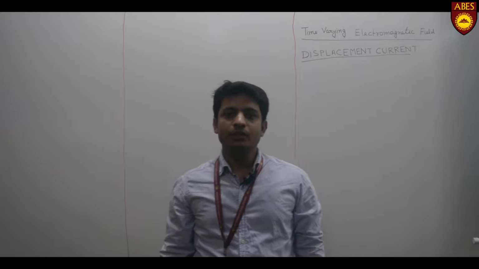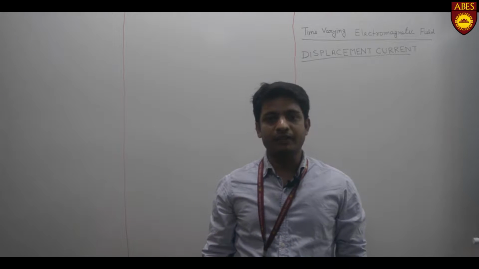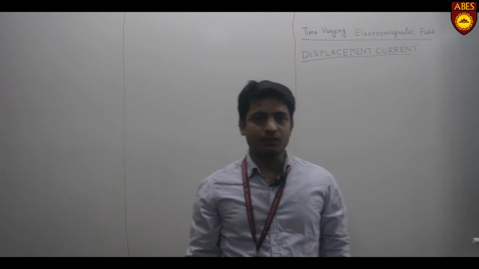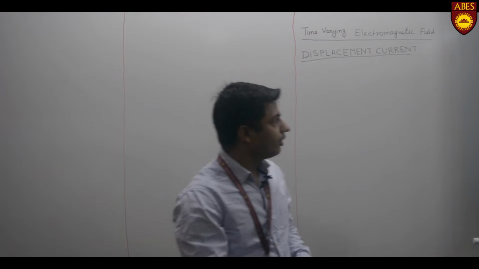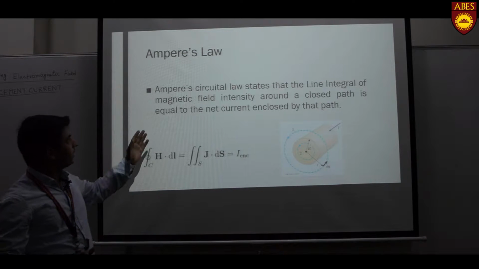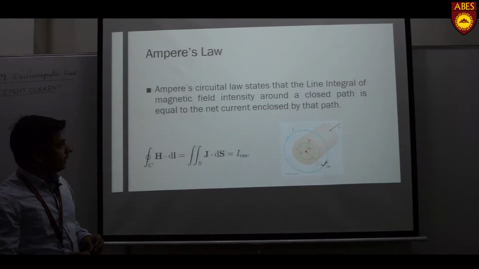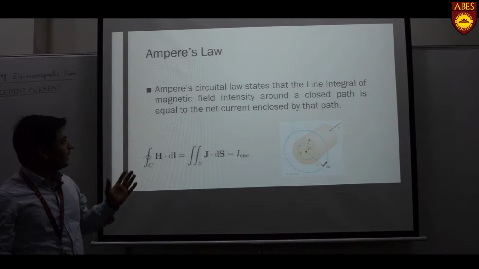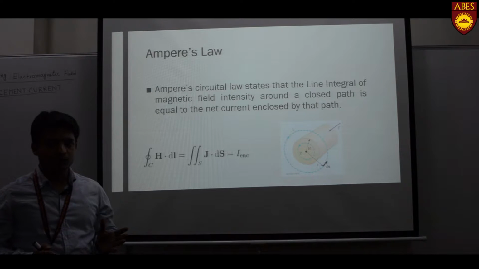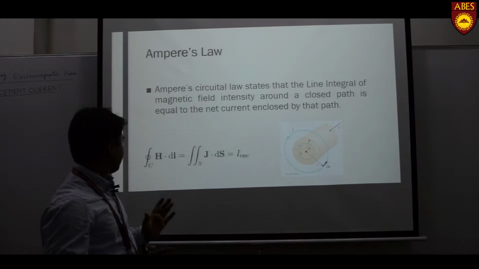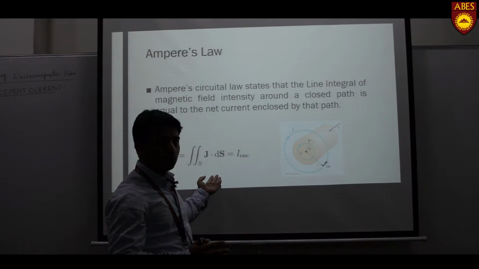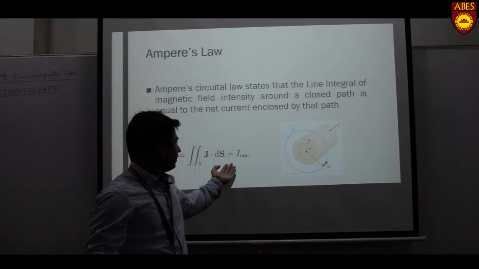Hello everybody. Today we will start our new topic, time varying electromagnetic field, and in today's lecture we will discuss the displacement current. Before discussing the displacement current, let's have a brief idea about Ampere's law. It says that the line integral of magnetic field intensity around a closed path is equal to the net current enclosed by that path, or simply, closed integral of H dot dl is equal to integral of J dot ds, which is equal to I enclosed.